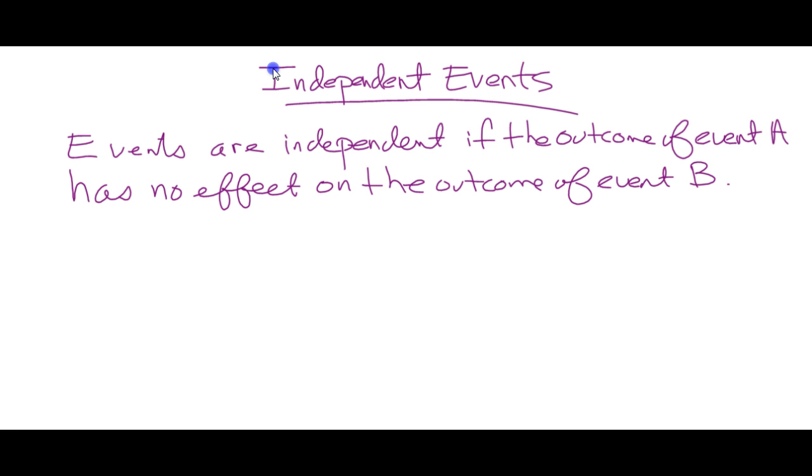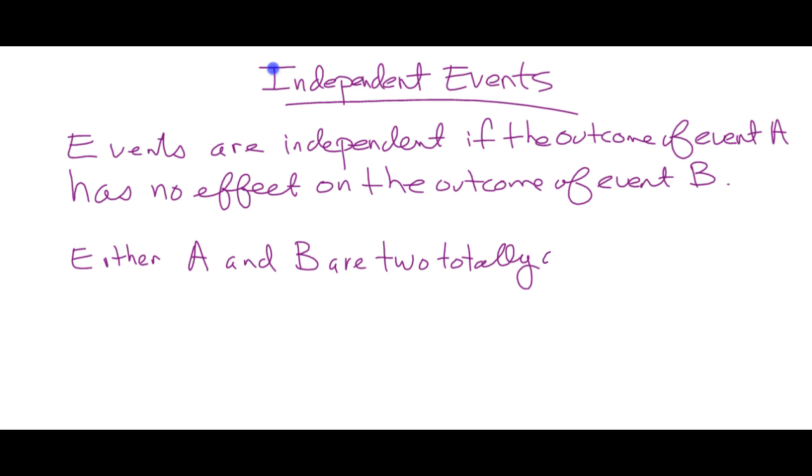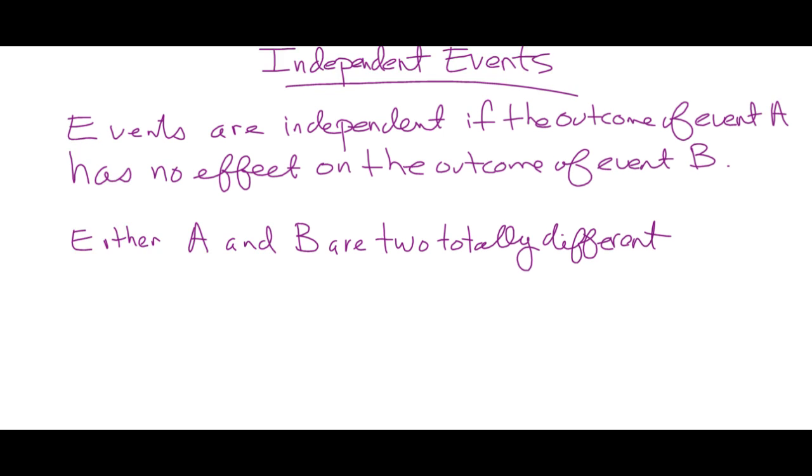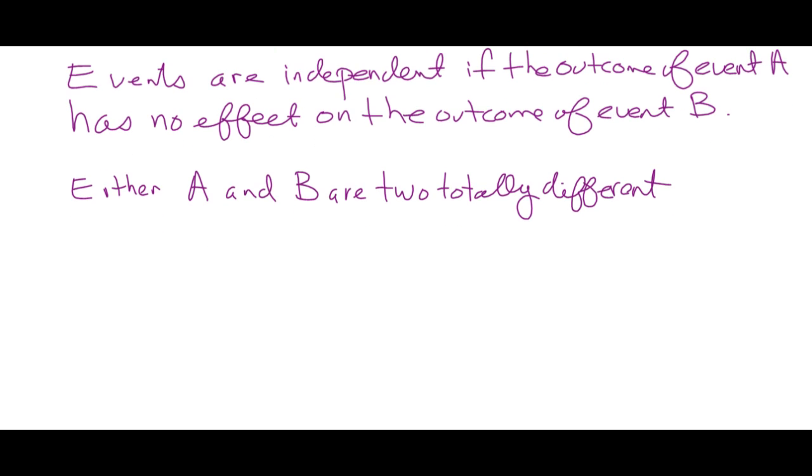So either A and B are two totally different things. If we're talking about event A and event B, then either A and B are two totally different things. This is one of the questions you're going to have to ask yourself when you're doing a problem: is this a dependent event or an independent event? Dependent events you'll see without replacement usually. Just think about it. When I go to do the second thing, something has changed.